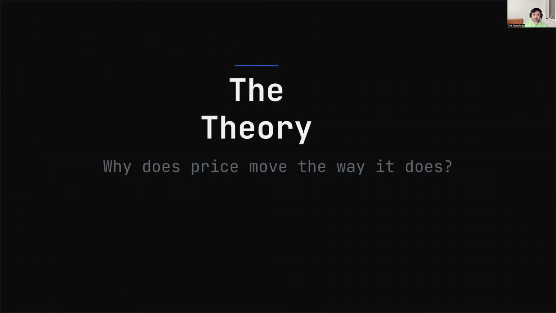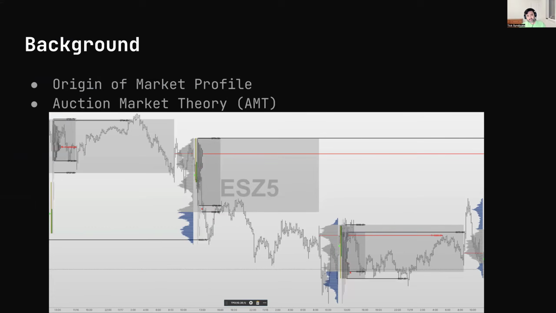But yeah, the theory around market profile and why price moves the way it does. So let's do some quick background here. We're not going to have a history class, but market profile was created by Peter Steidlmayer. He was a statistician turned futures trader on the CME floor. He developed market profile as a way of organizing the auction process and making sense of the chaotic noise of the day-to-day auction.